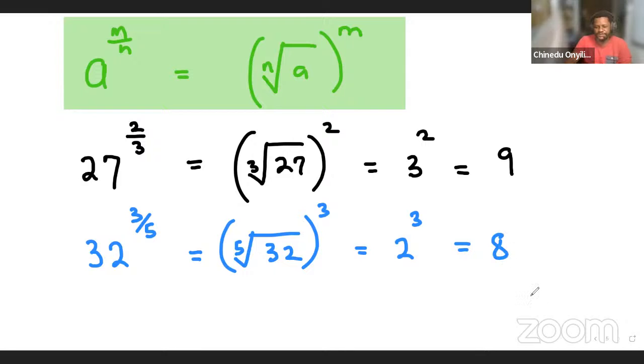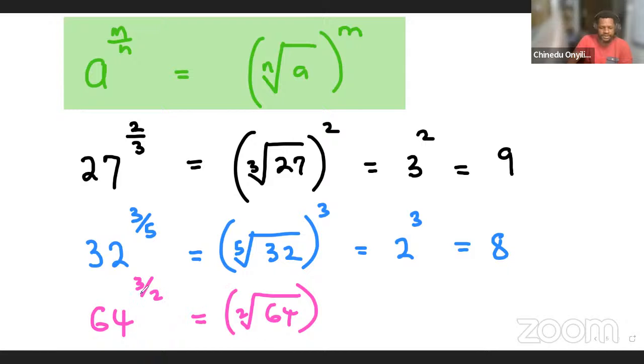Now, we can take one more example to make it easier for us to capture. Let's say I want to simplify 64 raised to the power of 3/2. Okay, fraction indices. This will be the same thing as the square root of 64: put 2 here, this 2, square root, and put 64 right under the square root sign, and then hold this with the power 3.